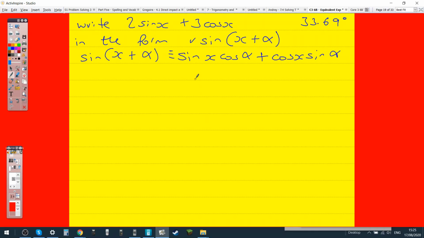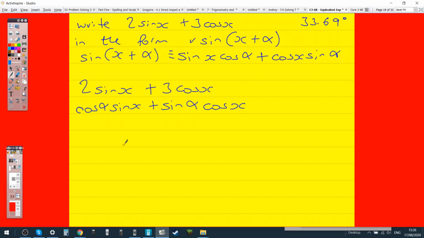Let us see. Match them up. So if I was to write these the other way around, we have 2 sine x plus 3 cos x. We have cos alpha sine x. We have sine alpha cos x. What matches with what?